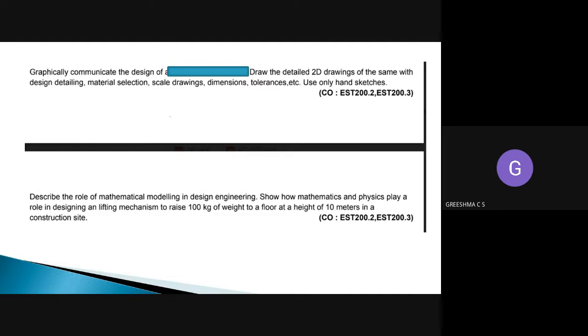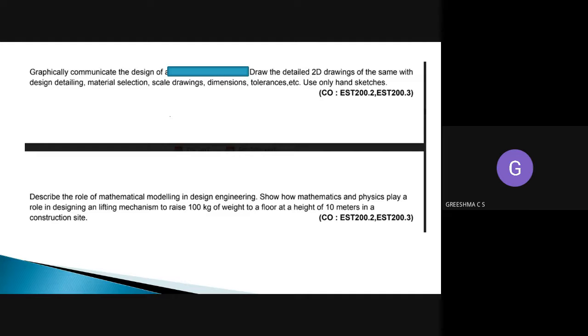Please take just 1 minute to think about this question. Design means basically this is your ideas. So the question is graphically communicate the design of an oven. You have to develop a design of an oven with proper design detailing, material selection, scale drawing, dimensions and tolerance.